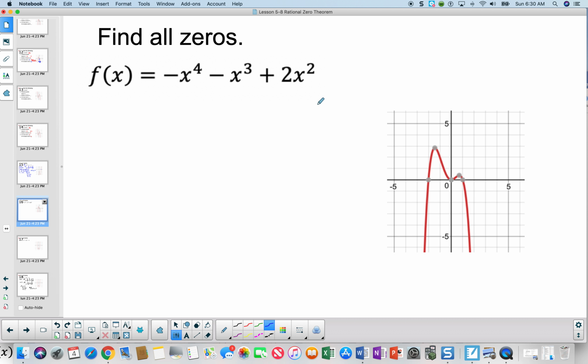Okay, let's go ahead and do this. Now, I can see that I have 3 real roots, and it looks like I'm getting a double root. I don't want to go through synthetic division because I see a greatest common factor. So I think I'm going to try this. F of x, and I'm going to factor out a negative x squared. And so I'm going to get x squared, plus x, and then minus 2.